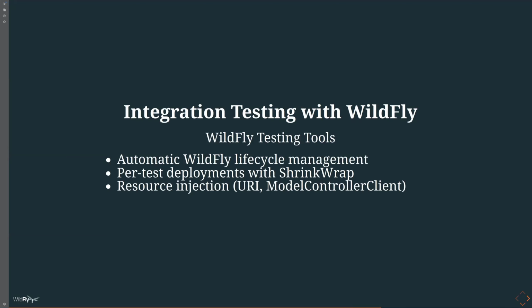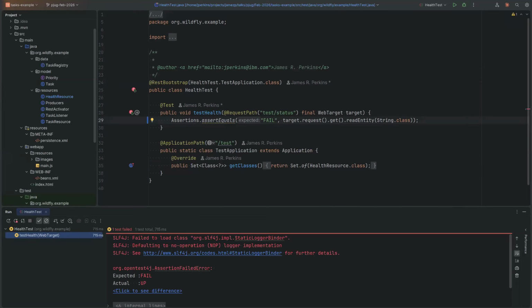It has some minimal resource injection where you can inject a URI or you can inject a model controller client, which is mostly useful if you want to manage things in WildFly. You want to change a setting in the actual configuration or anything like that. Probably not that typical for the average tester, but for anything we're testing within WildFly itself, it's very useful. And it's just, again, a simple alternative to Arquillian.